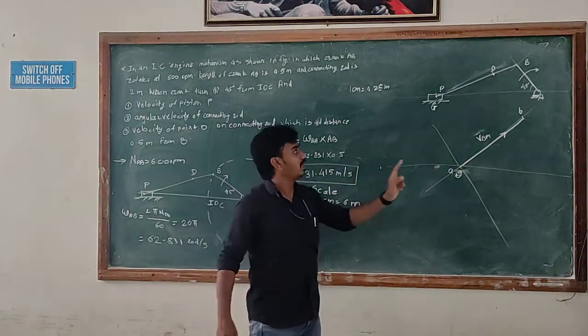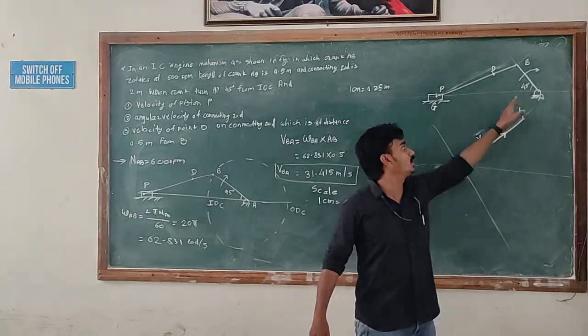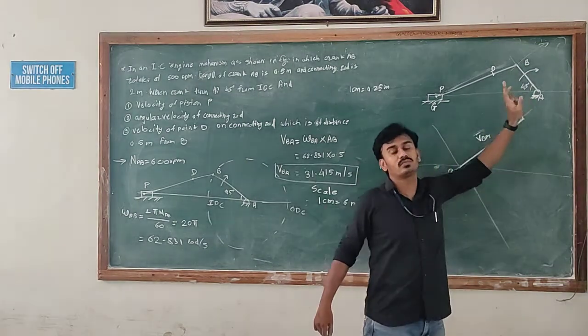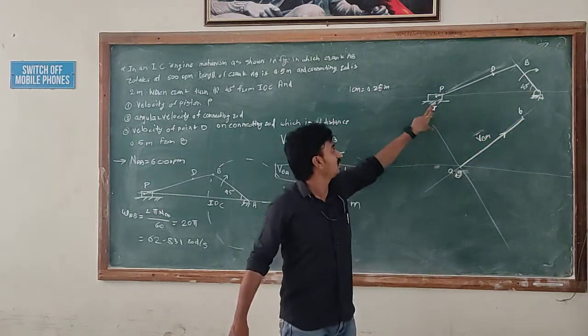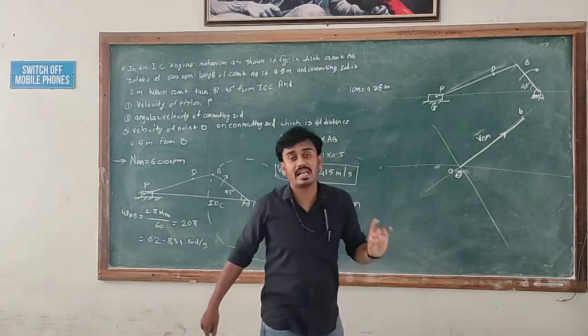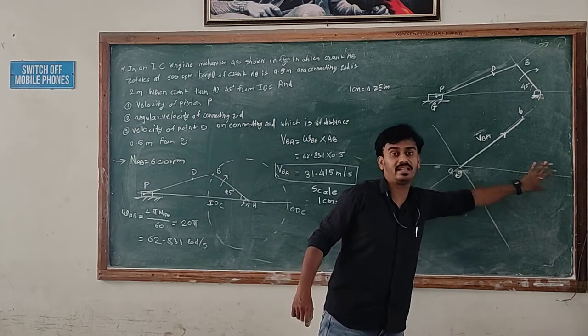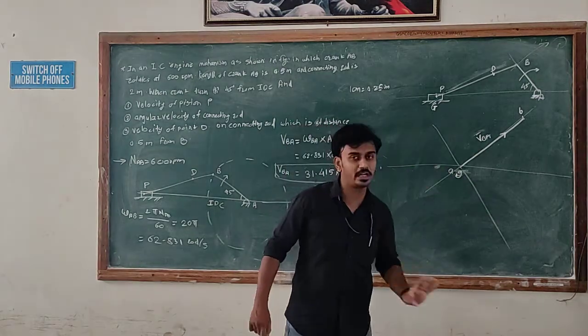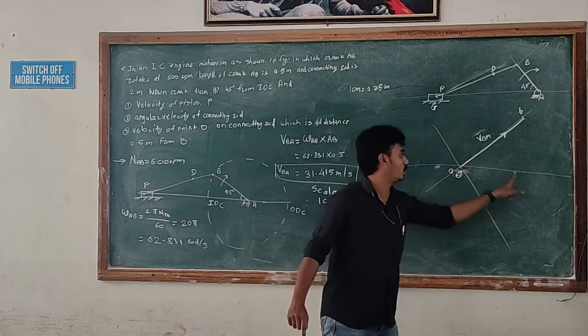Remember that here we drew a line perpendicular to the link because its velocity vector is perpendicular to the link. But here the point P will move along this stroke line. Therefore, its velocity vector should be on this horizontal line. It will not be perpendicular to this horizontal line. So point P will appear on this line.